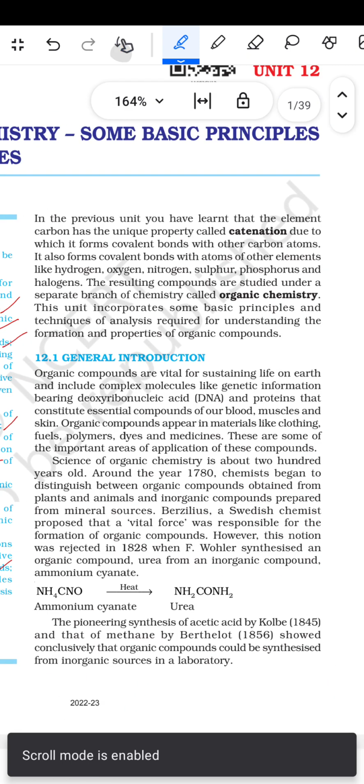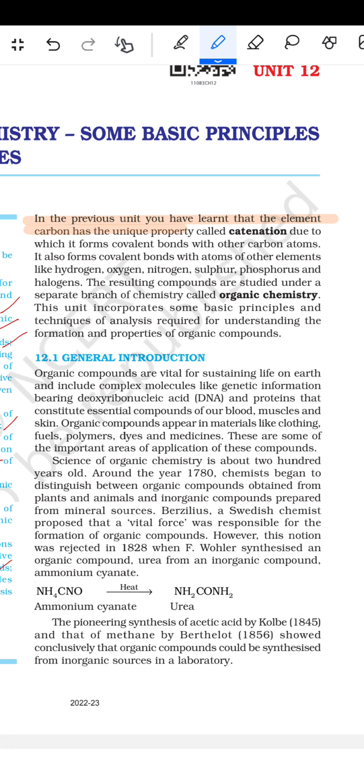Now, in the previous unit, you have learned that the element carbon has a unique property called catenation, due to which it forms covalent bonds with other carbon atoms. It also forms covalent bonds with atoms of other elements like hydrogen, oxygen, nitrogen, sulfur, phosphorus, and halogens. The resulting compounds are studied under a separate branch of chemistry called organic chemistry. This unit incorporates some basic principles and techniques of analysis required for understanding the formation and properties of organic compounds.